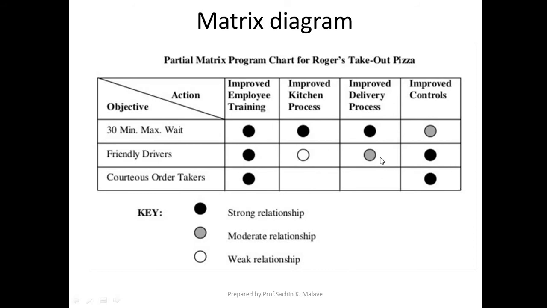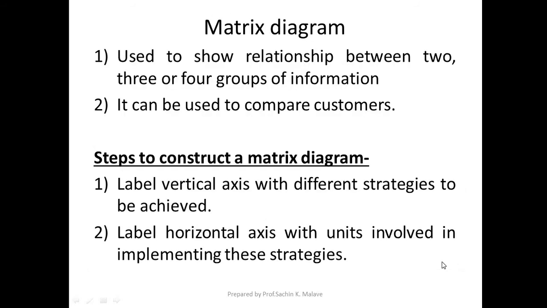This is very useful, because many times we don't know, if we want to achieve a particular objective, what action we should take. With the help of this matrix diagram, we can easily find out exactly what should be done if I want to achieve any kind of objective. So this is the matrix diagram.